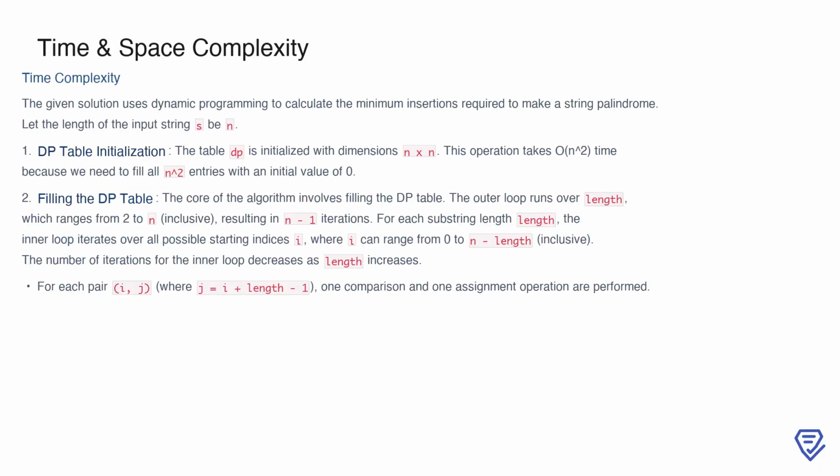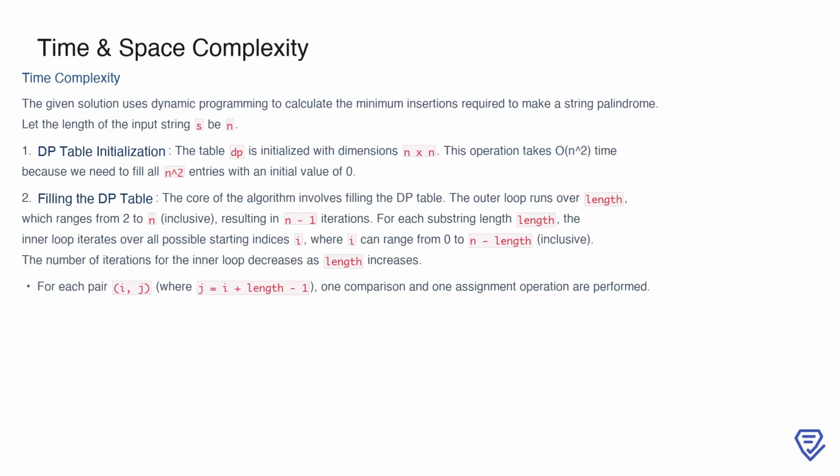In this solution, we use dynamic programming to determine the minimum number of insertions needed to make a string a palindrome. First, we initialize a dp table with dimensions n x n, where n is the length of the input string. This initialization step involves filling all n² entries with an initial value, which requires n² time. Next, we populate the dp table using a nested loop structure. The outer loop iterates over the possible lengths of substrings, starting from 2 up to n.